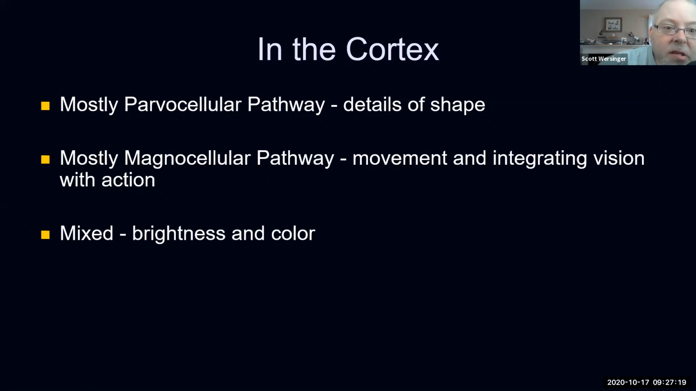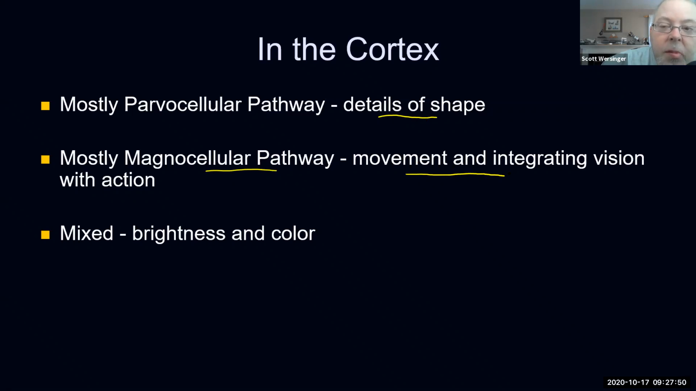But from the cortex, we're going to talk about a mostly parvocellular pathway. So this carries information from those parvocellular retinal ganglion cells to other parts of the brain. This is going to carry information about details of shape. The mostly magnocellular is going to carry information to parts of the brain that are going to help us detect movement and then integrate vision with action.